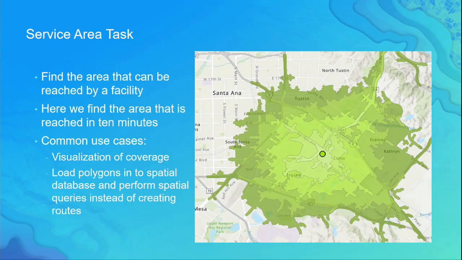Okay, up next, my favorite task. I love them all. The surface area task. I wrote them all. The surface area task is used to find the area that can be reached by a facility or multiple facilities. So in this picture here, we have a facility, it's the circle in the middle, and we're finding the area that can be reached within 2, 4, 6, 8, and 10 minutes of driving time.